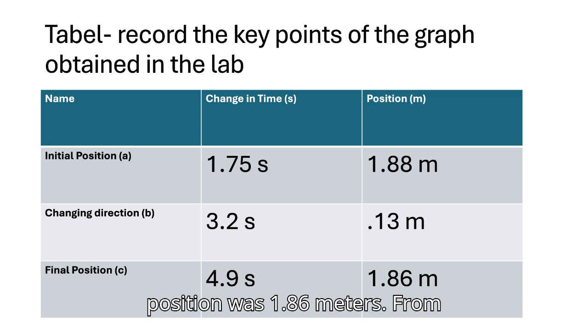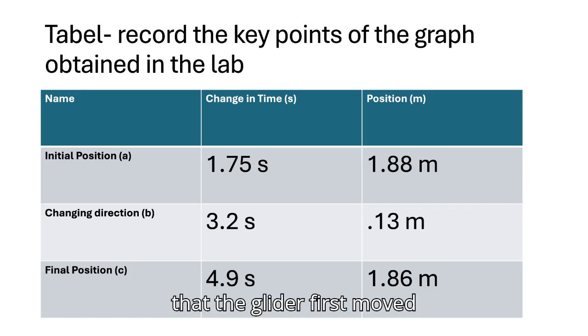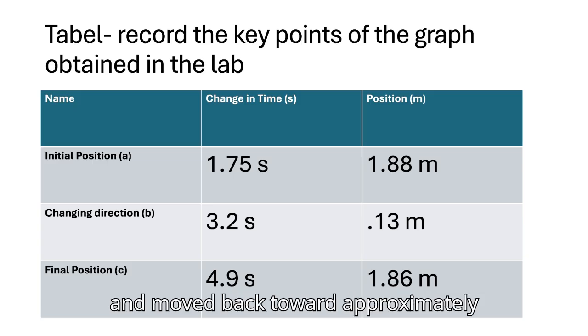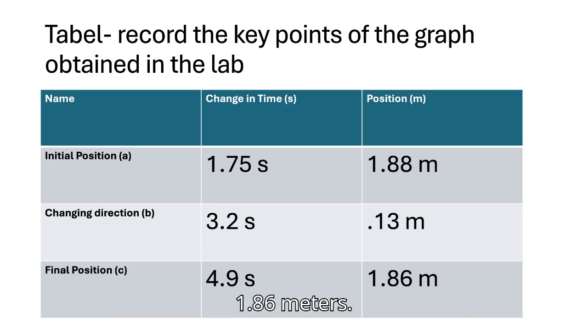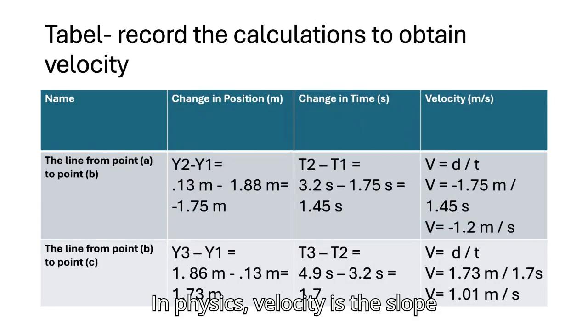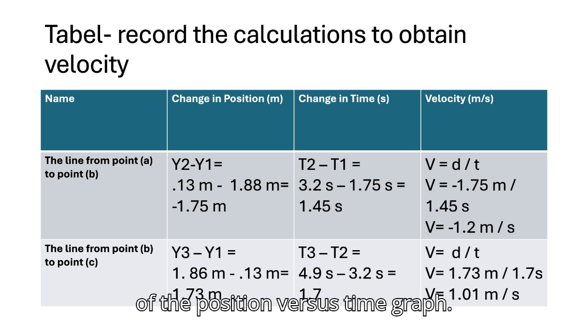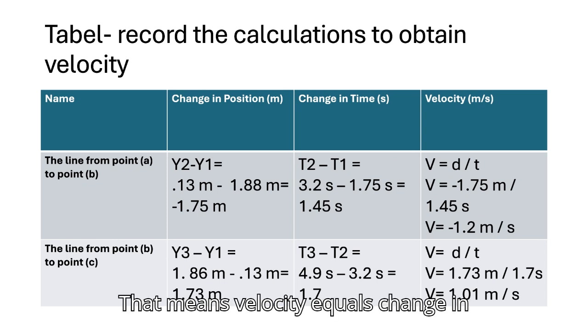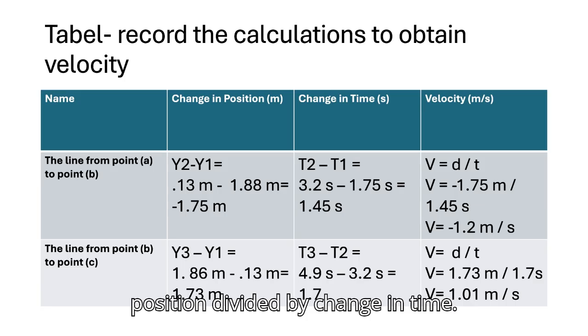was 1.86 meters. From these values, we can see that the glider first moved from about 1.88 meters down to 0.13 meters, meaning it was moving toward the center. Then, after point B, it reversed direction and moved back toward approximately 1.86 meters. In physics, velocity is the slope of the position versus time graph. That means velocity equals change in position divided by change in time.